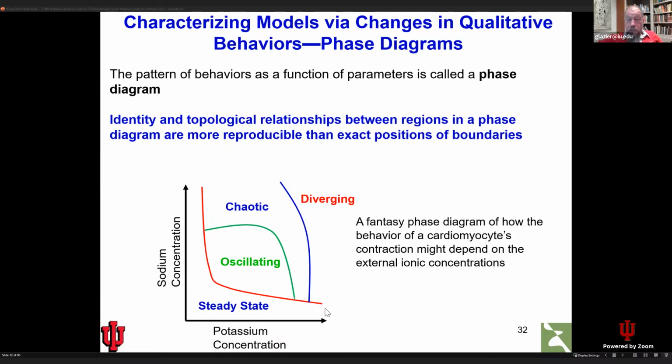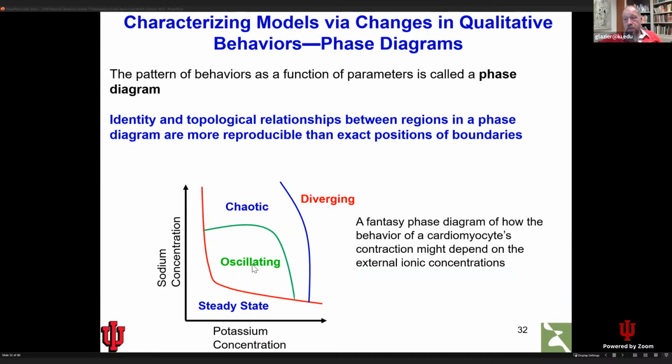Well, if it's a cardiomyocyte and the cell doesn't oscillate, I'm in trouble, but okay, this is a fantasy. Now, suppose I have a little bit more potassium and sodium. There's a regime where I have a moderate amount of both, where I get oscillations, where the cell behaves properly for a cardiomyocyte.